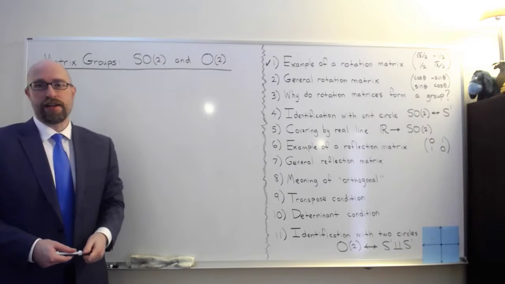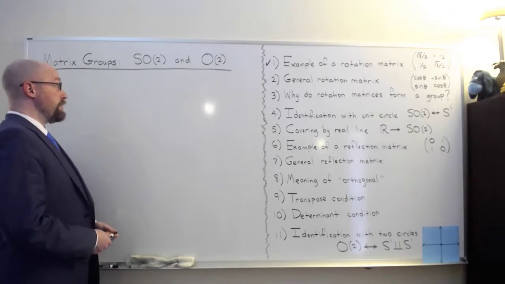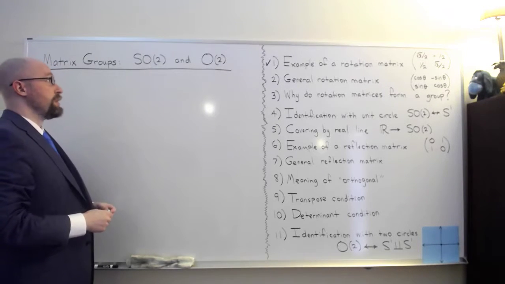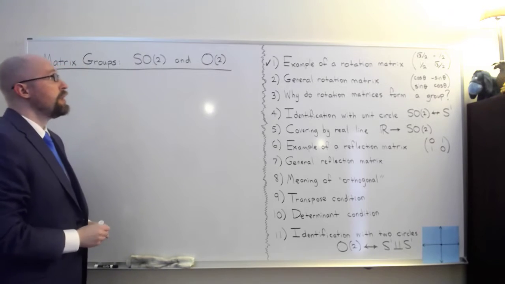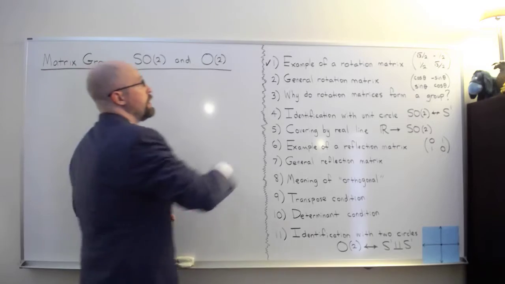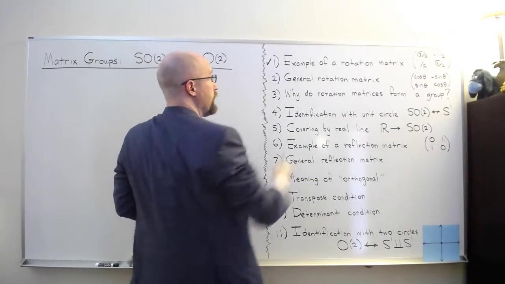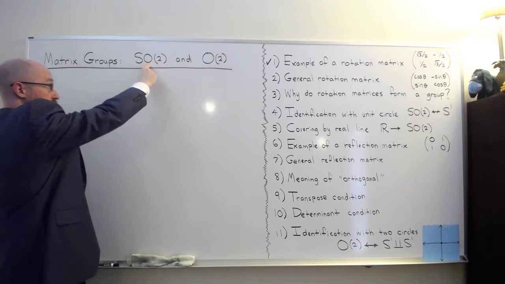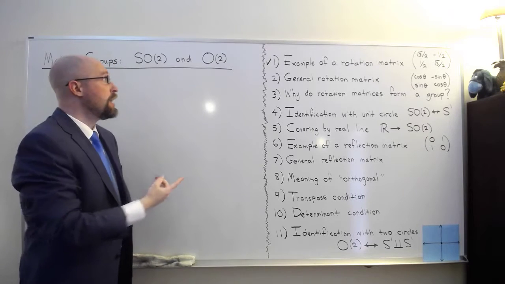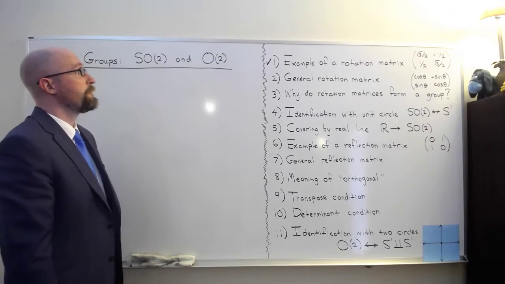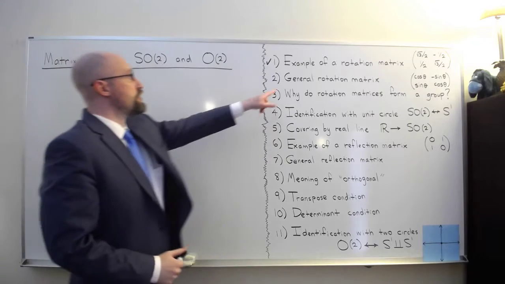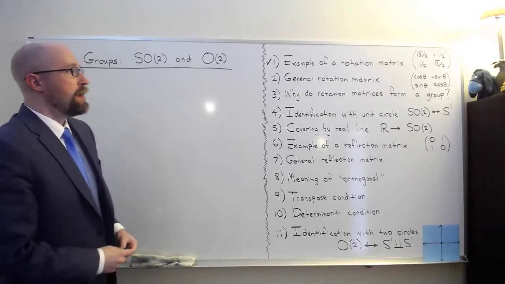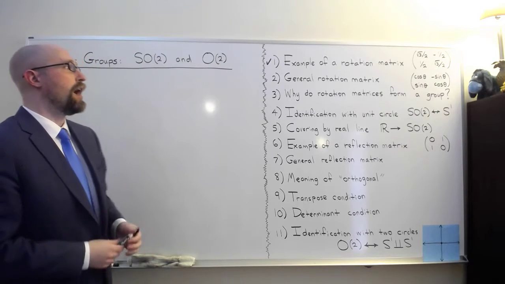Hi, this is the second video in this little video series on the matrix groups SO2 and O2, the second special orthogonal group and the second orthogonal group. And in the first video, we looked at just a particular rotation matrix which belongs to the special orthogonal group, and that group, of course, is a subgroup of the orthogonal group, and so this matrix also belongs to O2. And in this video, we're going to look at a general rotation matrix that's described in terms of sines and cosines for an angle theta, which could be any angle you like.